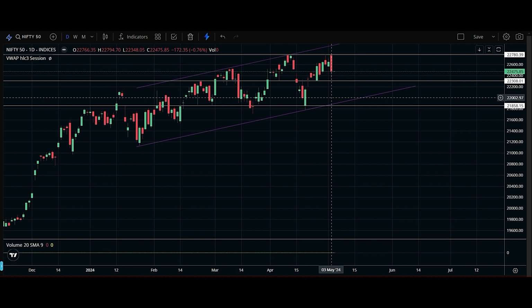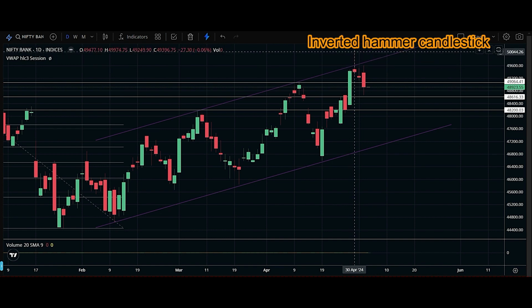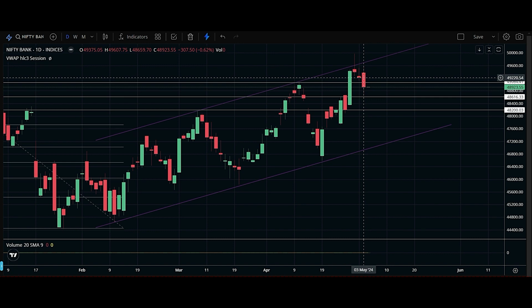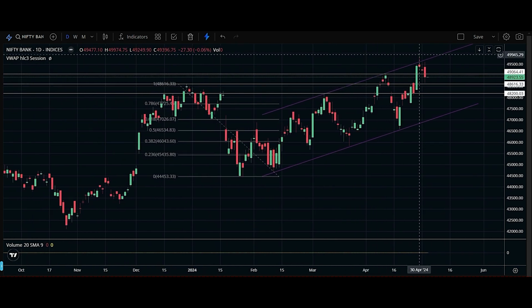Let's head back to Nifty Bank right now, and here we can see we saw an inverted hammer candle. Okay, this itself is reversal in nature, and then we got a follow-up selling. So whenever the reversal candle comes into the picture, we get a follow-up selling here.